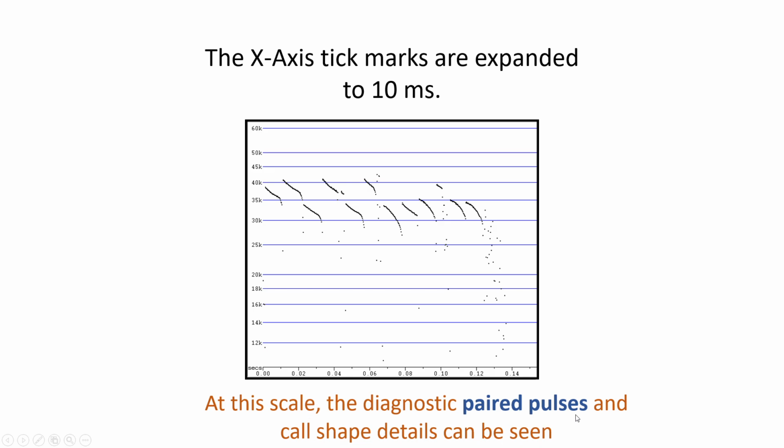Now at this scale, you can see the paired pulses, which are diagnostic for identifying the species Molossus. So setting your x-axis, the time scale, to 10 milliseconds is a good place to start.